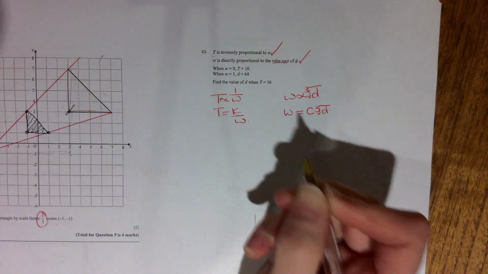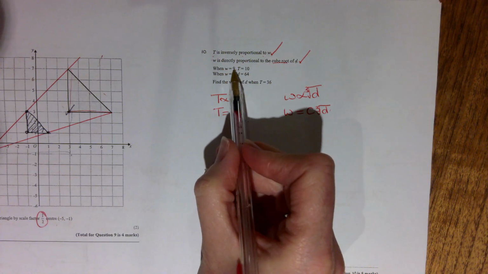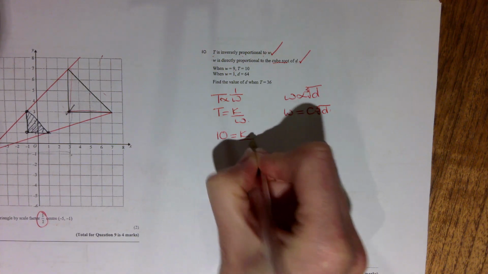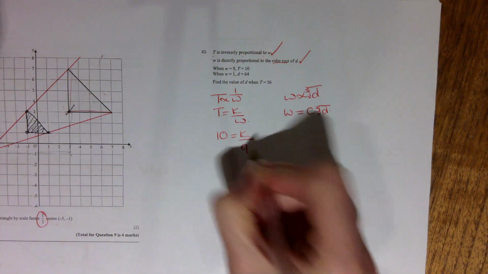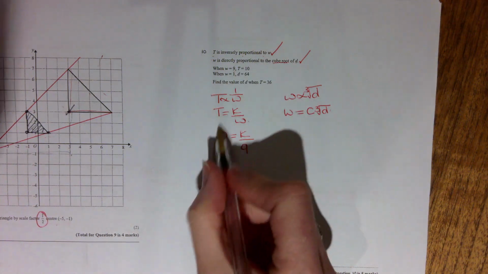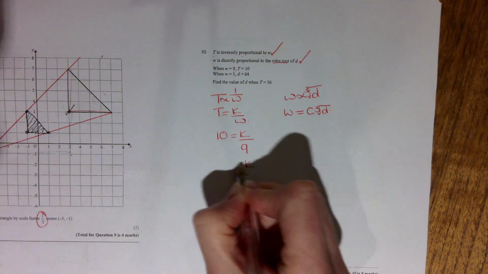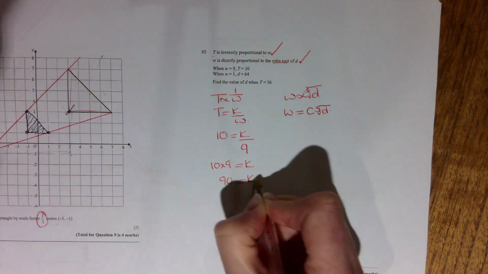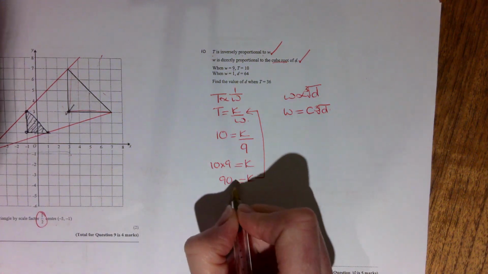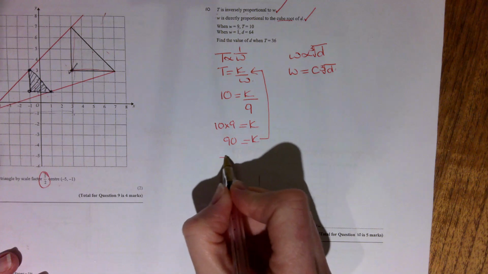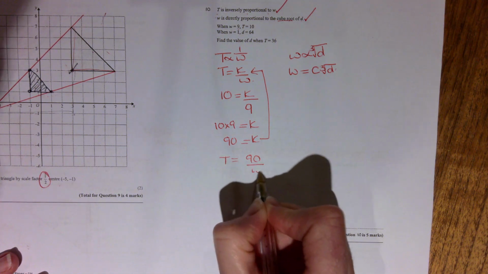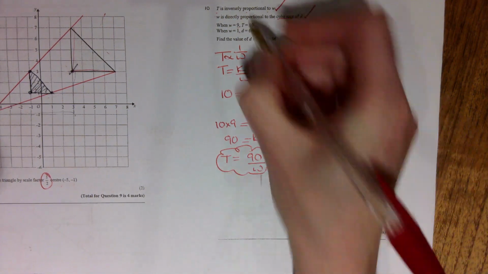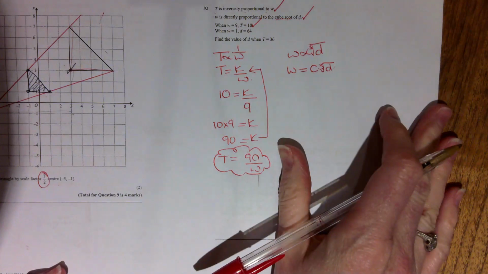Tick it off. When W equals 9, T equals 10. So 10 equals K over 9, and before I carry on I'm going to finish this off. I can do something with this. I can work out that K is 90. I'm going to take that number, I'm going to put it back in here, and I've got T equals 90 over W. That is now my formula that I can use. Tick it off.